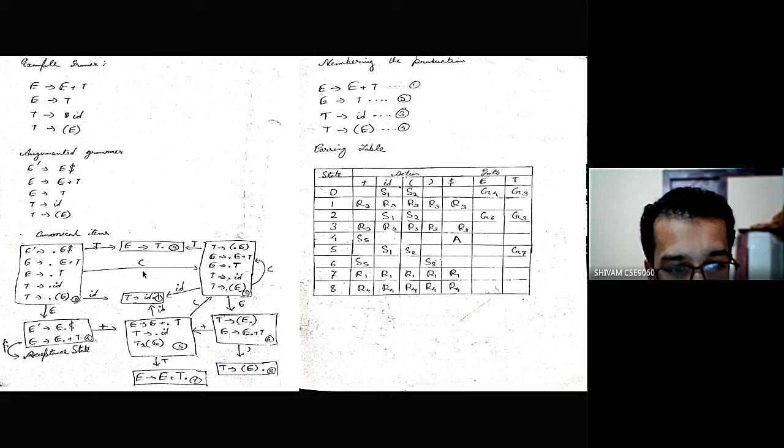Now we have processed open parenthesis, which gives T gives open parenthesis dot E close parenthesis. As we can see here, the dot is shifted after the parenthesis, then E and then close parenthesis. Now we want to process E, so we will open all the productions. As you can see here, these are all the productions related to E.